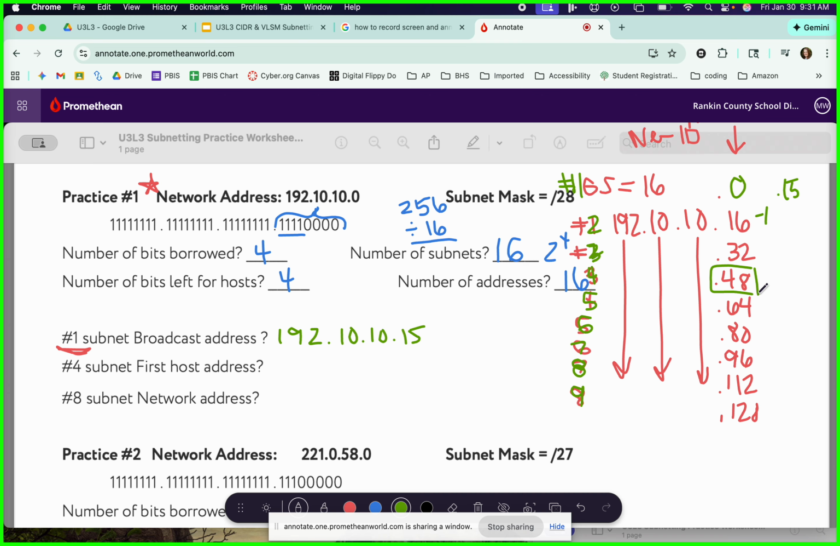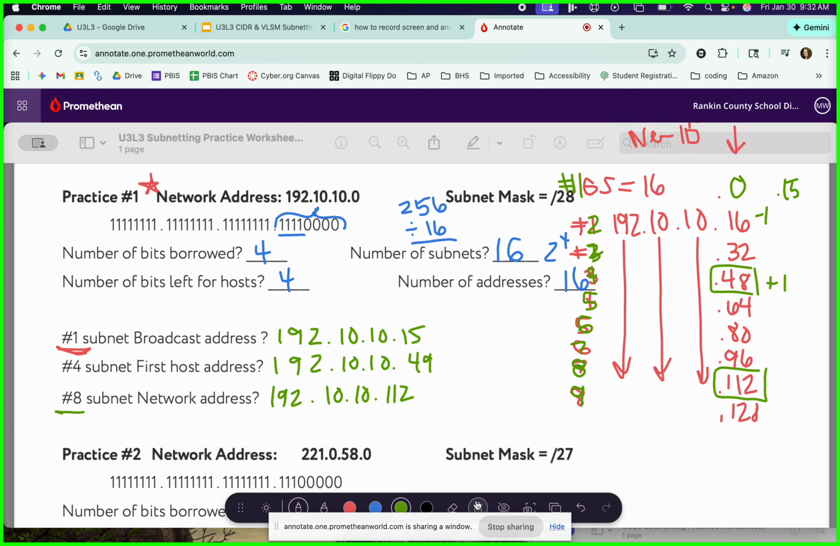All right, so then we want to look at subnet 4. This is number 4. And we want to know the first host address. We're going to add 1. All right, so our first host of subnet 4 is 192.10.10.49. Now we want to look at subnet 8. That is this one right here. All right, dot 112. That is the subnet network address, 192.10.10.112.